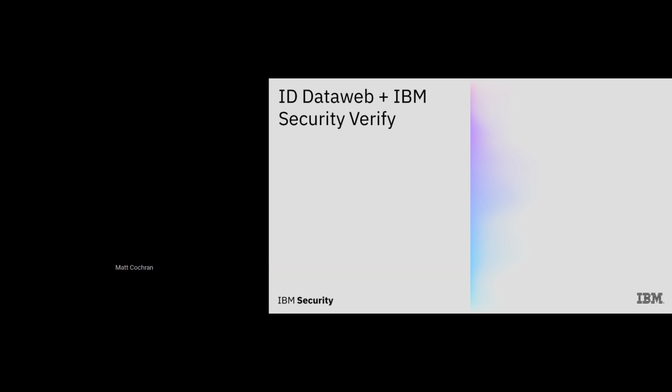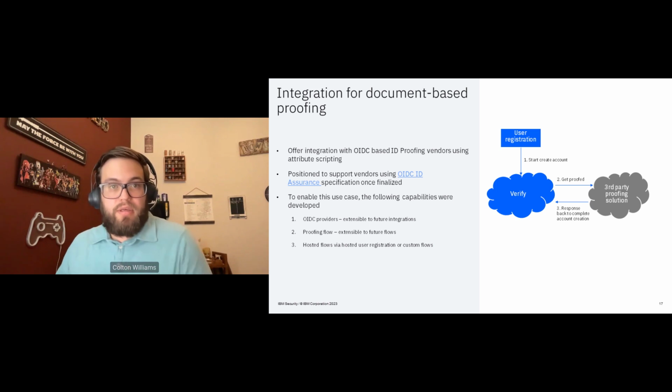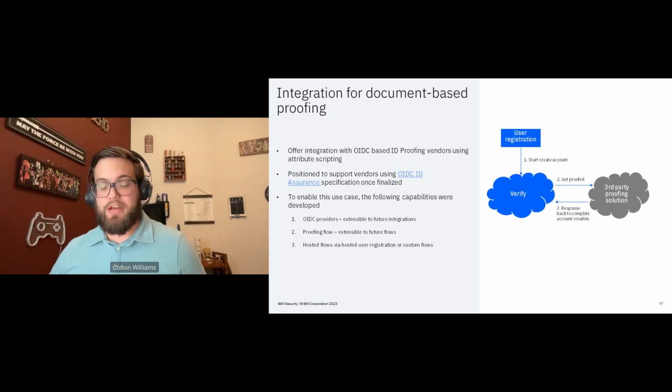Howdy. Okay, so I will be talking about how IBM has integrated that into the ISV product. The integration-based document proofing is what we really wanted to focus on mostly, as that's the most secure. What our integration does is we offer an OIDC-based identity proofing for vendors using attribute scripting. That way we can take attributes from vendor A, B, C, and map them to our process. So we can take a registration form and map it to whatever each vendor needs.